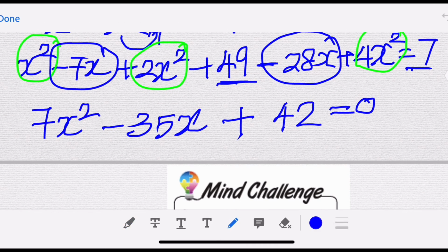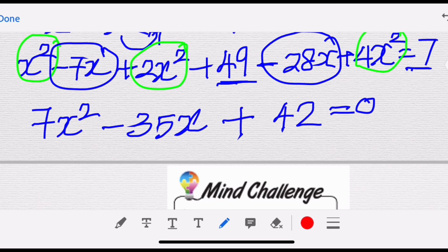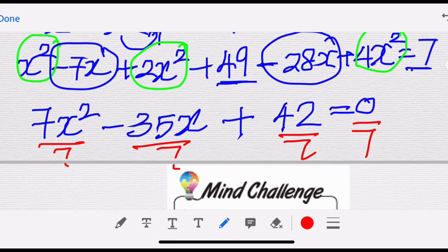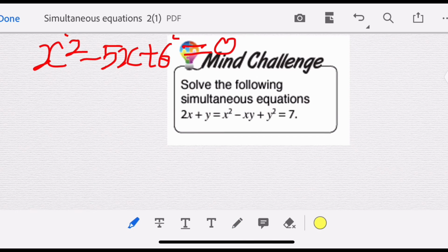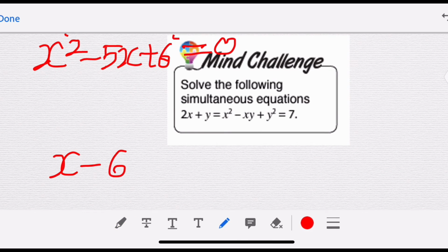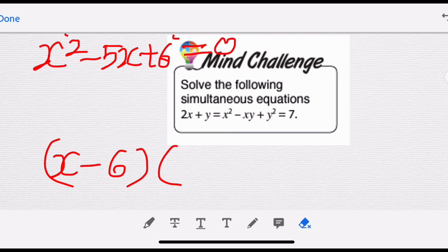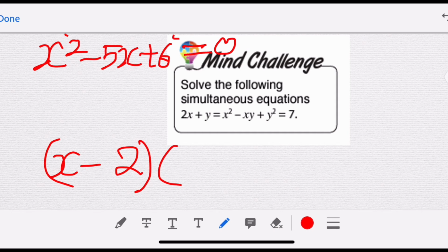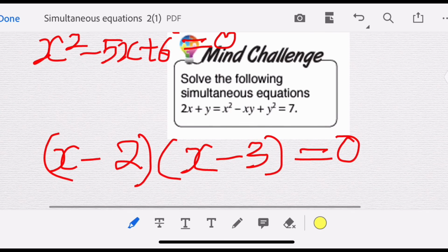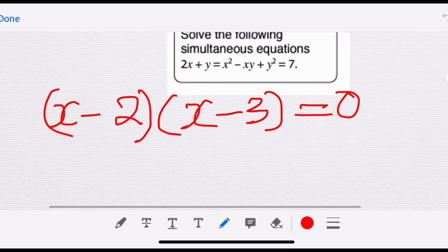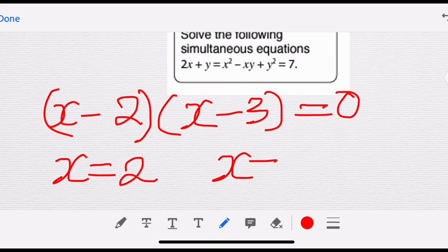Now, I'm going to simplify. I divide by 7, divide by 7, divide by 7, divide by 7. So I'm getting x squared minus 5x plus 6 equal to 0. So I can actually factorize the quadratic equation. Oh, so this is not suitable because I'm getting positive at the last term. C is positive, so I guess this is the right factorization. So that means x is equal to 2, x is equal to 3.